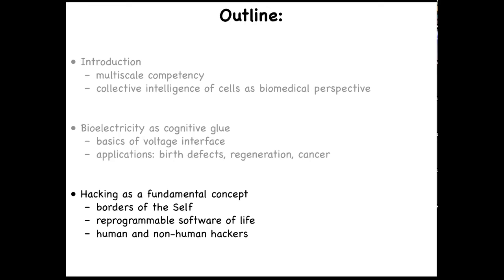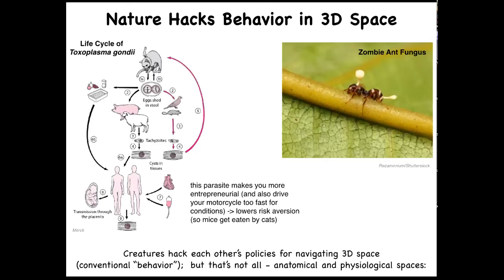So let's think about how that looks in other spaces. These are some examples, and I'm sure you all know more about this than I do. But there are many examples in which parasites actually hack behavior. So this is toxoplasma, which is known to affect the behavior of the animal hosts it's in, and humans. It does things like lower risk aversion. And then of course there's this zombie ant fungus, which again controls the body of the ant and forces it to take various behaviors that facilitate the fungus life cycle and so on. So the idea is that creatures hack each other's policies for navigating three-dimensional space. There are lots of parasites that do host-altered behavior.